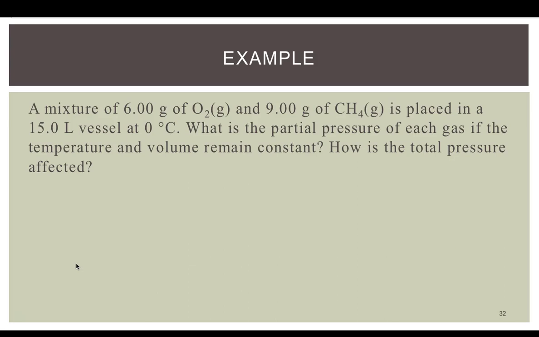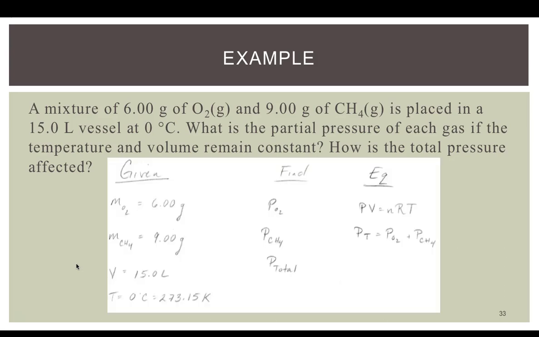It says a mixture of 6 grams of O2 gas plus 9 grams of methane, CH4, is placed in a 15-liter vessel at 0 degrees Celsius. What is the partial pressure of each gas if the temperature and volume remain constant? And how is the total pressure affected? So let's take a look.